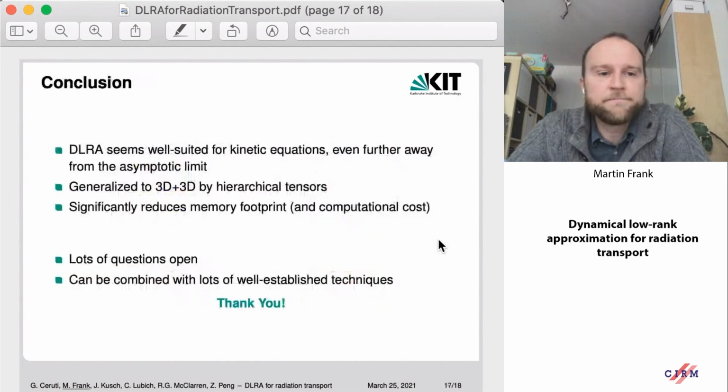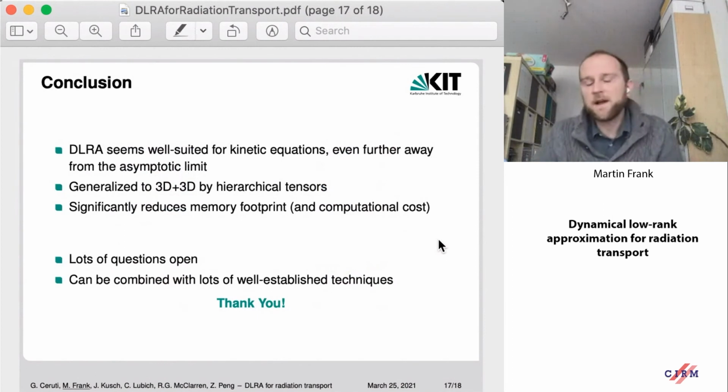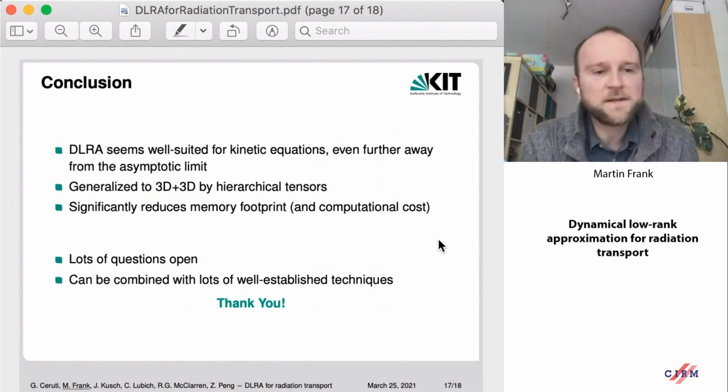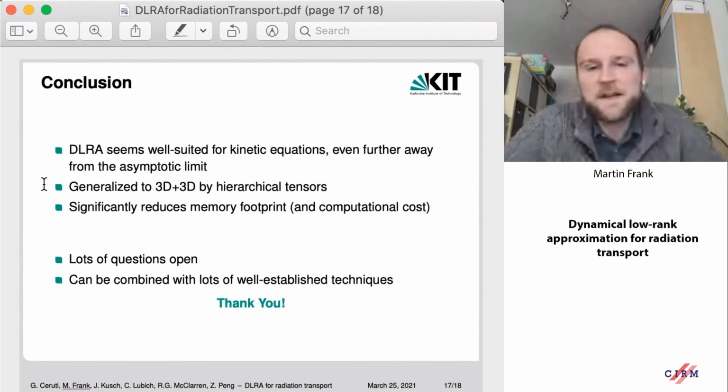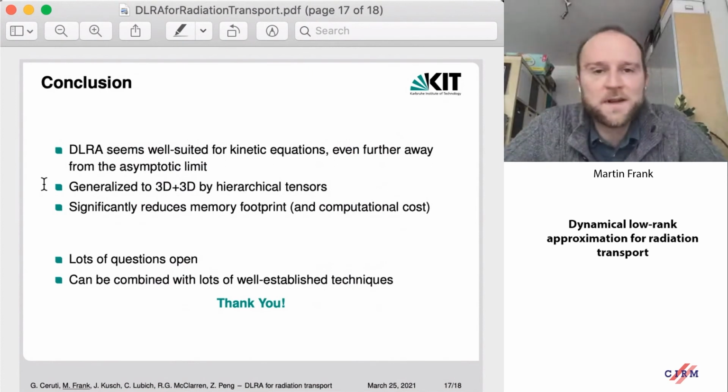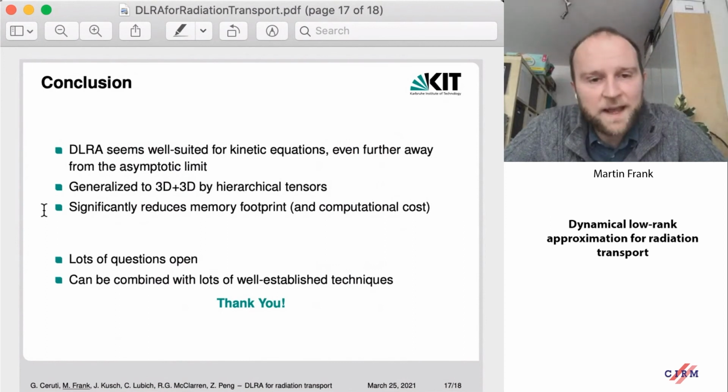All right, that brings me to the conclusion. I hope that I could convince you that dynamical low rank approximation is well suited for kinetic equations. I think there's a lot of work for everybody, and it even seems to work a little bit further away from the asymptotic limit. It gets more interesting if you're in 3D plus 3D, because then you have hierarchical tensors and different hierarchical tensor formats, and there's a lot that can be done too. And the main selling point is it's a huge reduction in memory footprint and also computational cost.